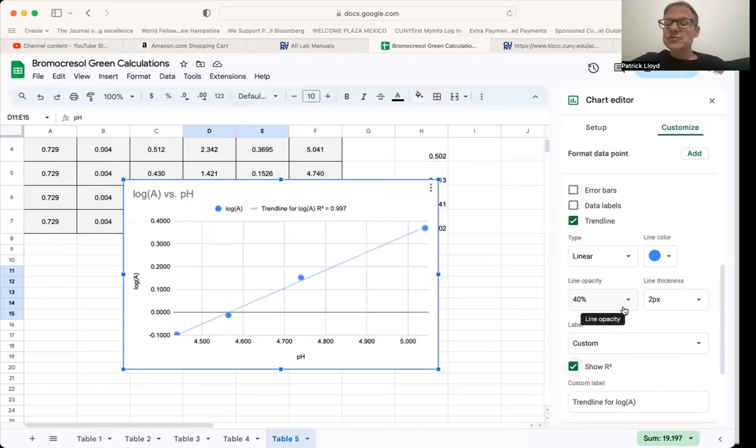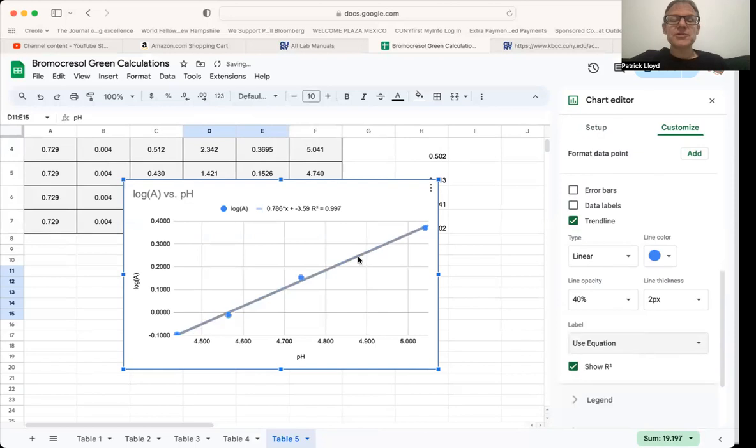And then the only other thing we want to do is our custom label. We want to make the equation. We need that equation, okay? So there we go, there's our equation. Now, in many of the graphs that we've done in other experiments, we wanted the slope. But in this case, we just want the y-intercept. So the y-intercept is negative 3.59, right?